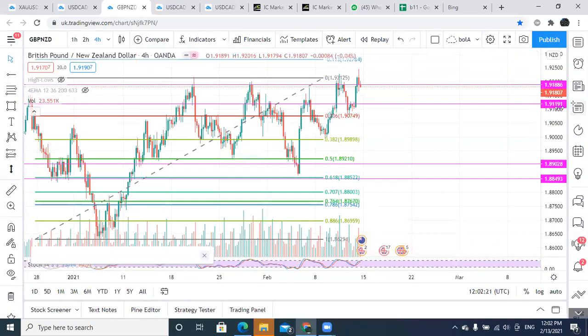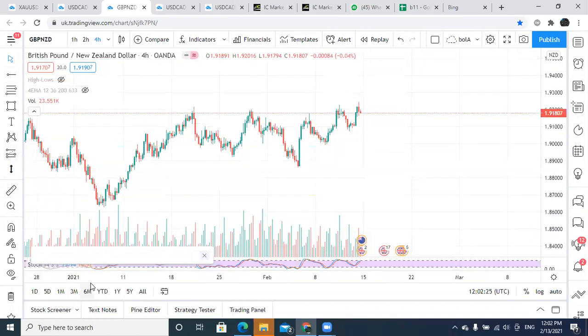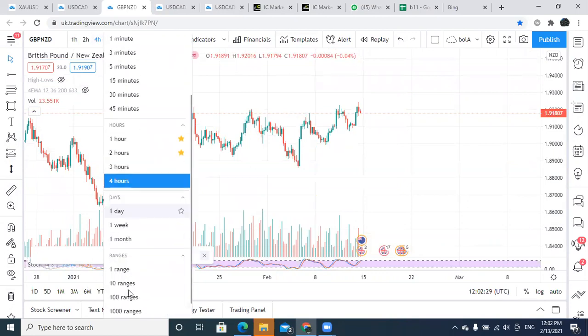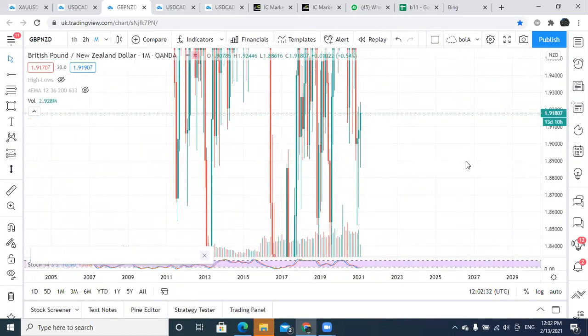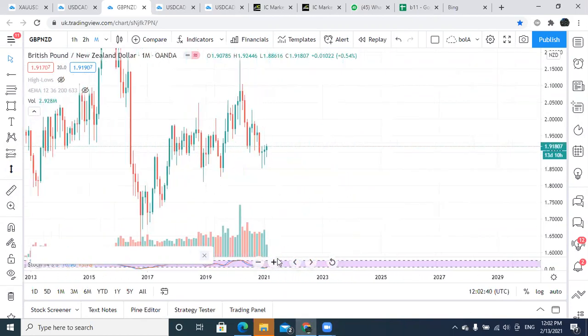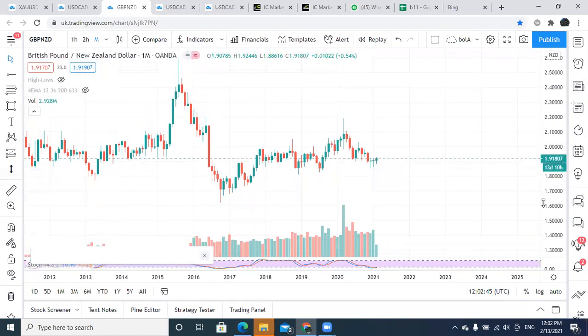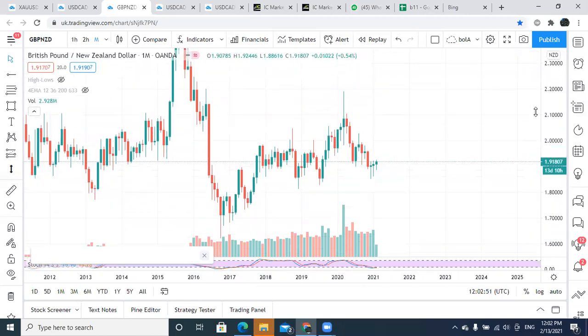All right, so on the Pound New Zealand, this is what I'm looking at. I want to look at the monthly chart quickly. There are a bit of intricacies, but once you understand it little by little, it will make sense. Okay, so looking at these monthly charts, the good thing about monthly charts is they kind of keep you in perspective.